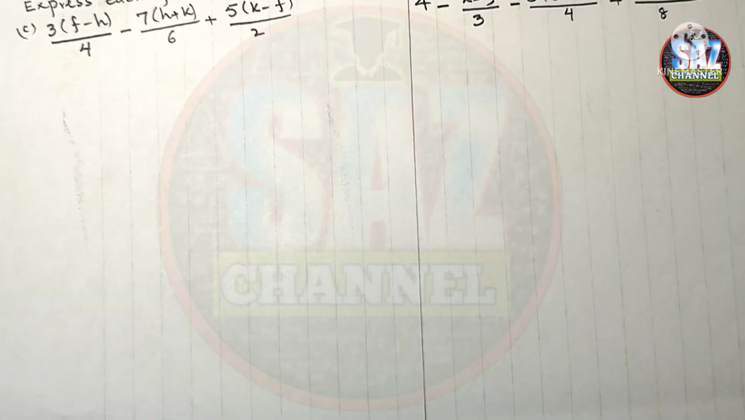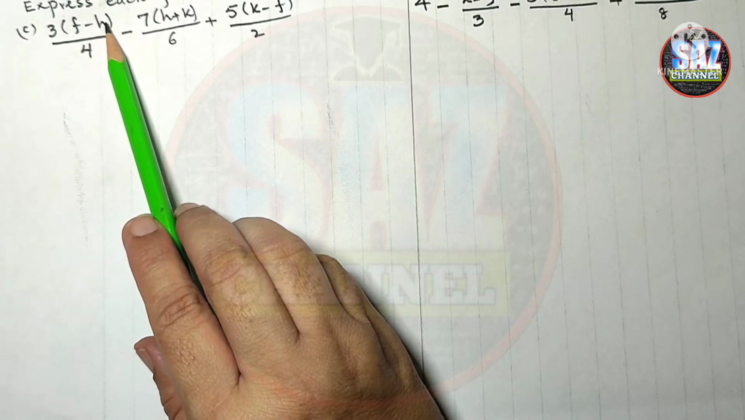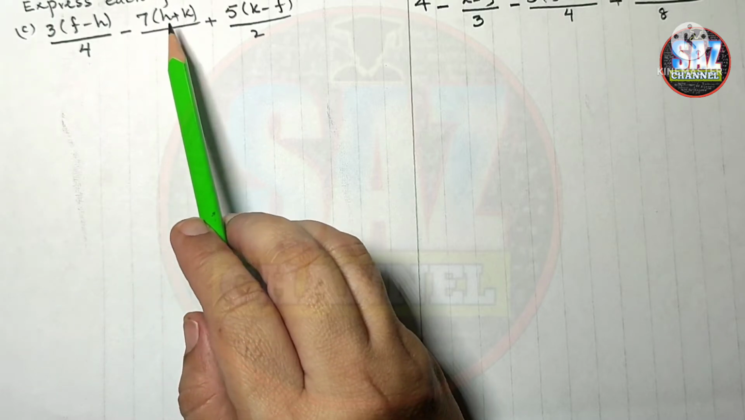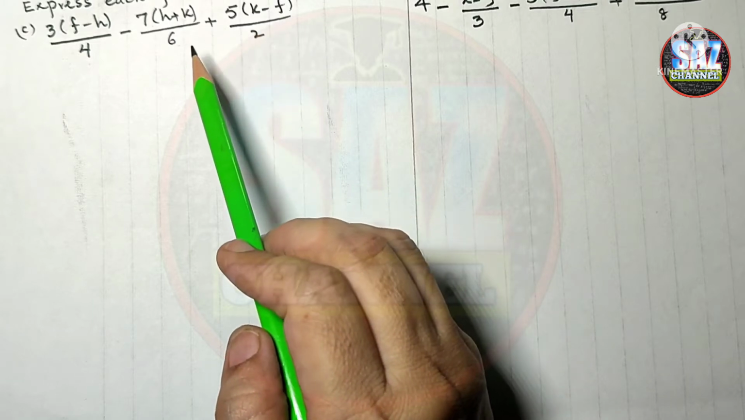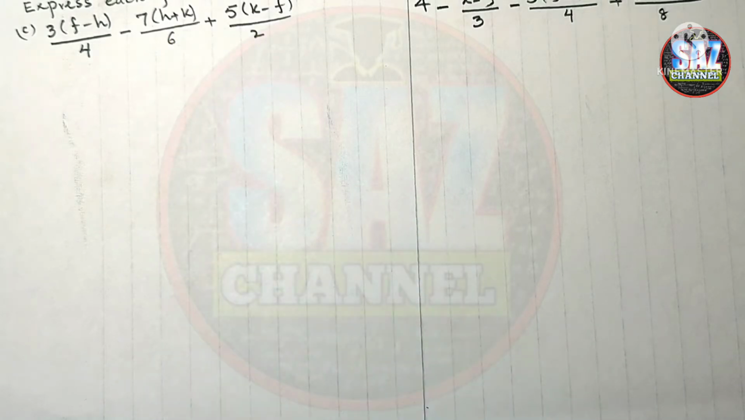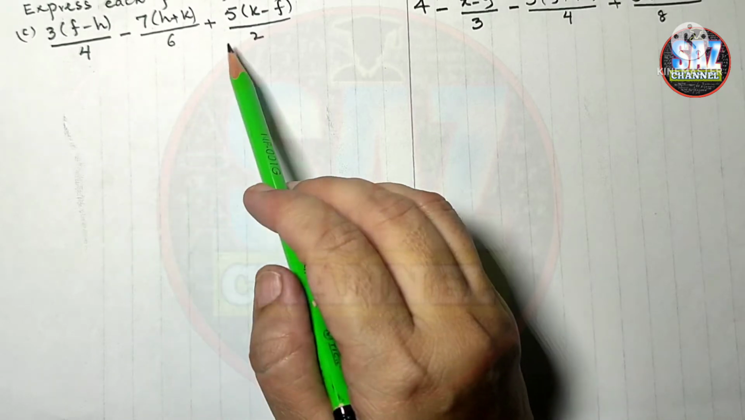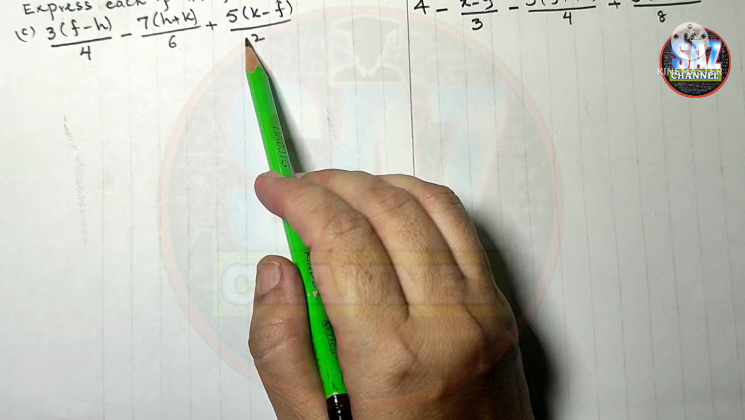Okay, the next part is C part, and let me confirm the data. 3 into f minus h by 4 minus 7 into h plus k by 6 plus 5 into k minus f by 2. Very easy and simple questions. Recall, what is the first thing that we have to observe, what type of denominators do we have? Denominators are 4 and 6 and 2, composite numbers.